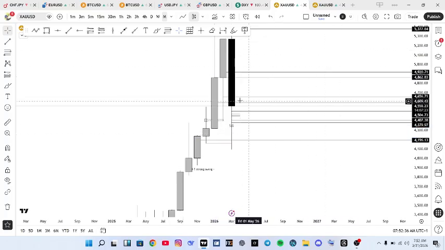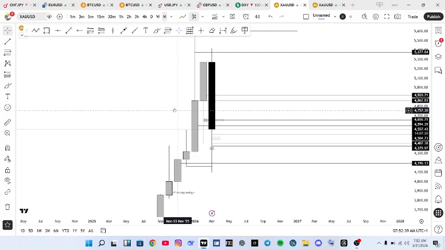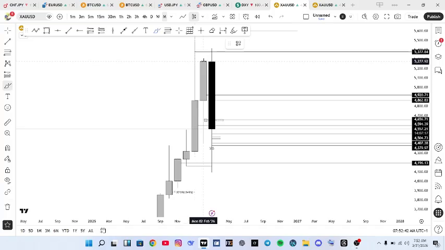And also there is liquidity resting below here. This low has liquidity. You know why? There is liquidity above here and below here. Why I said that is because this low, you see, this low didn't take out any high or any low.